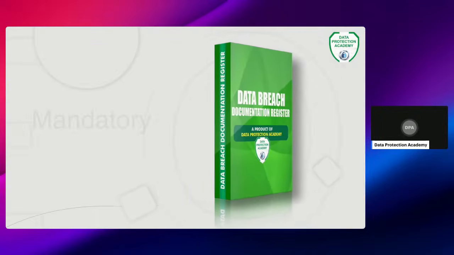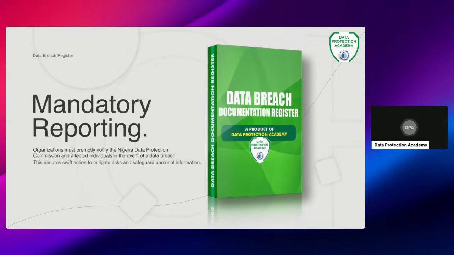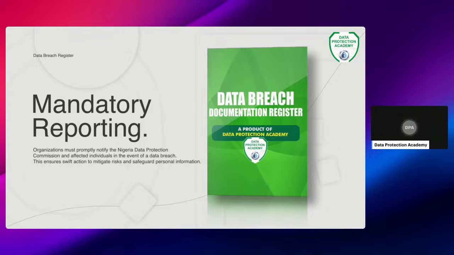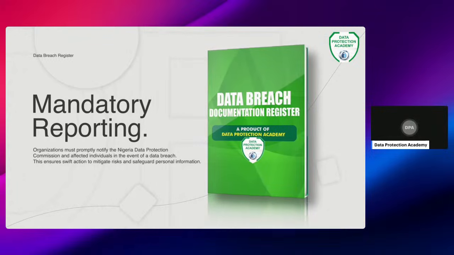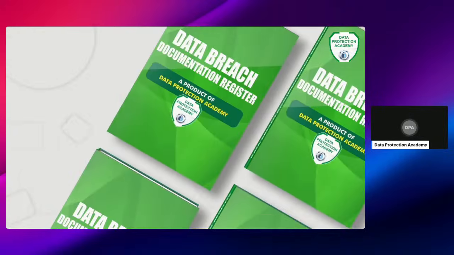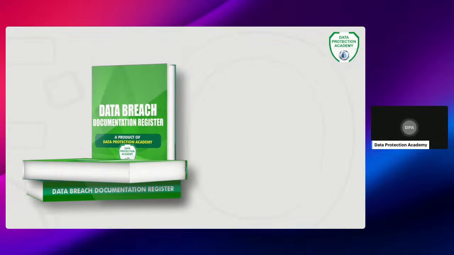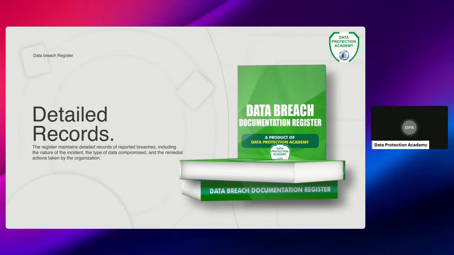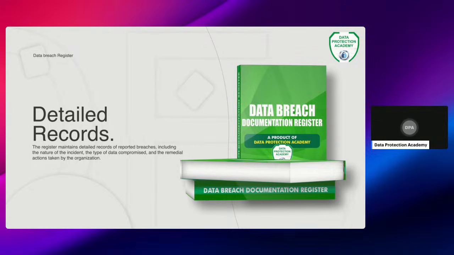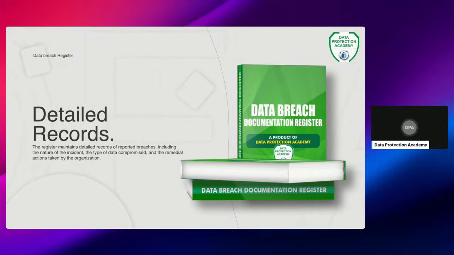Mandatory reporting. Organizations must promptly notify the Nigeria Data Protection Commission and affected individuals in the event of a data breach. This ensures swift action to mitigate risks and safeguard personal information. Detailed records. The register maintains detailed records of reported breaches, including the nature of the incident, the type of data compromised, and the remedial actions taken by the organization.